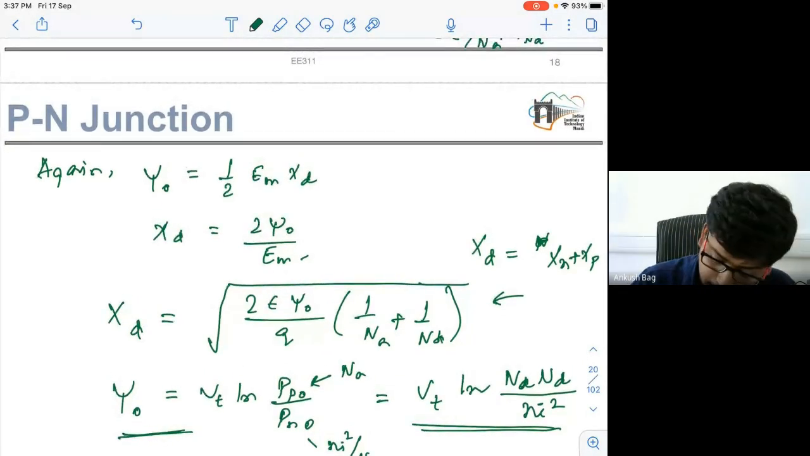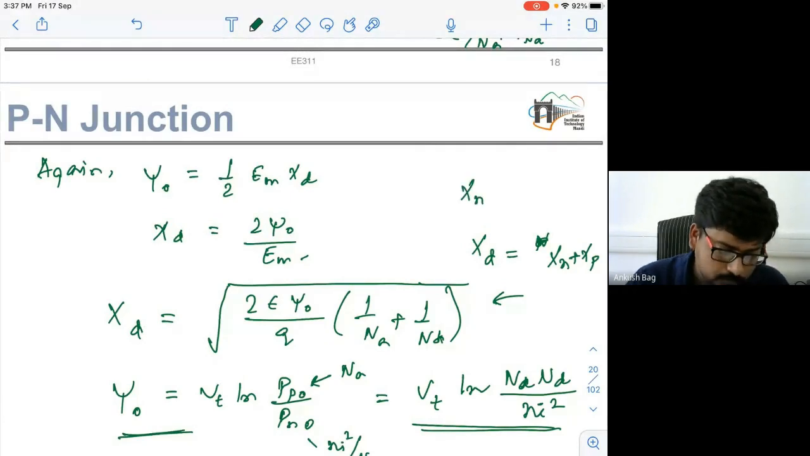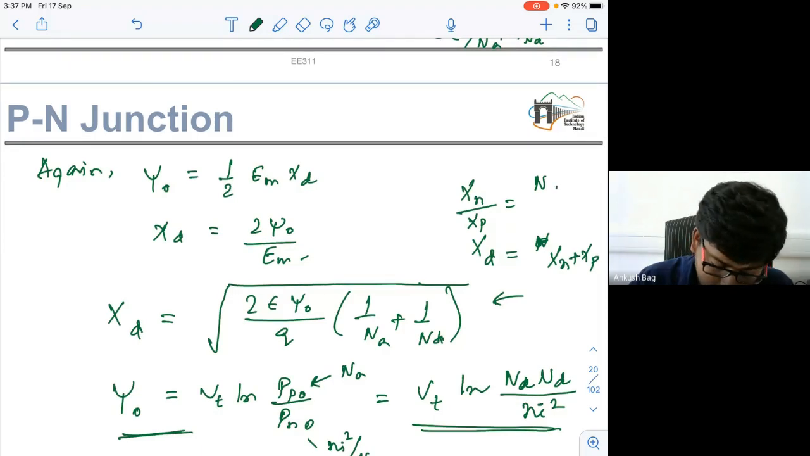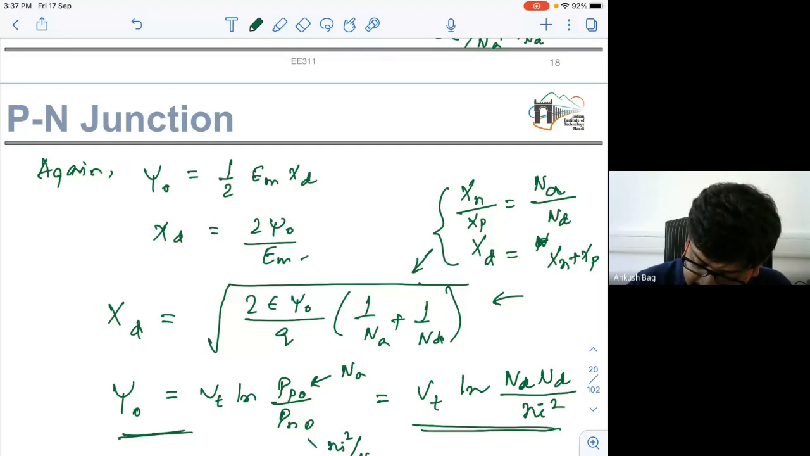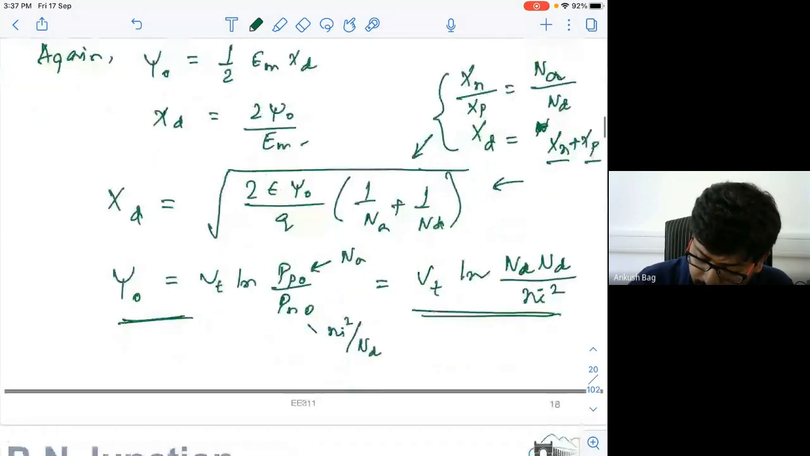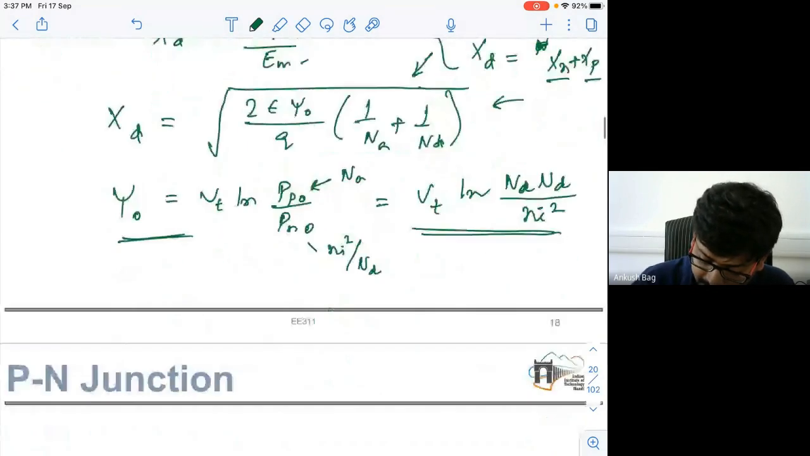So let's say xn. So these two relationships along with this xd, from here we can individually calculate xn and xp. Okay. So now we have derived all the parameters.